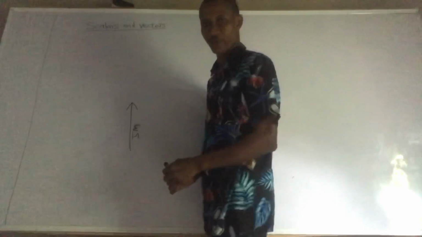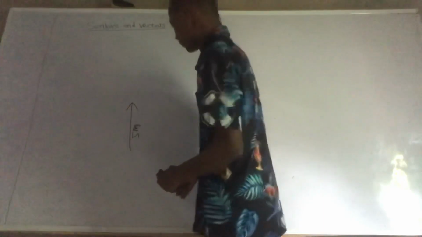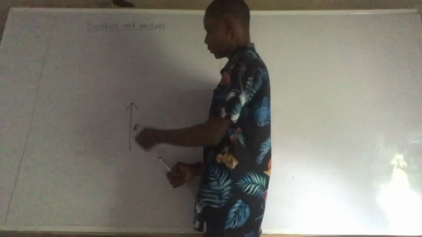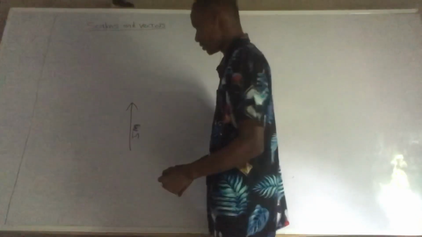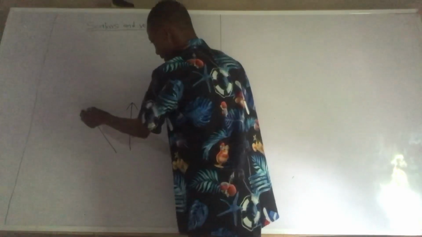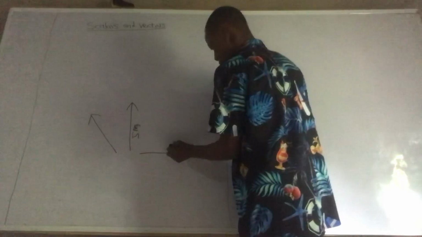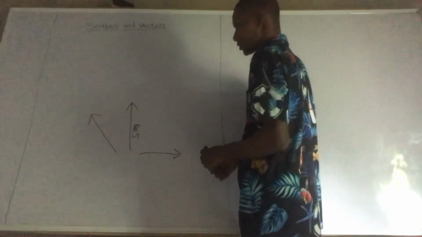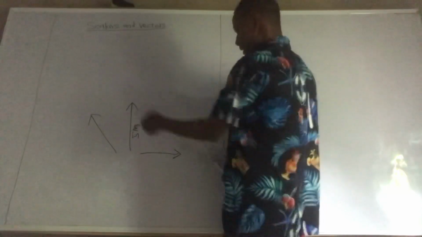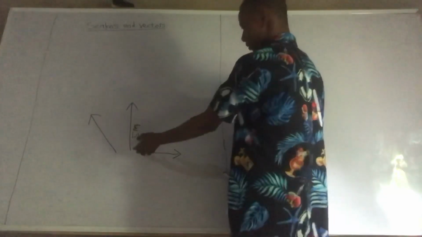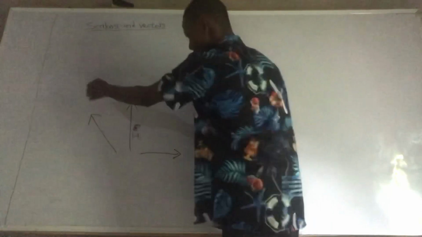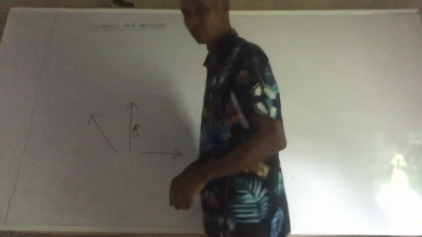While this arrowhead tells you the direction, which is north direction. Now, this straight line with an arrowhead can also be represented this way. The vector can also be represented in the form of a slant line with an arrowhead, or a horizontal line with an arrowhead. These are the 3 ways vectors can be represented: as a vertical line with an arrowhead, or a horizontal line with an arrowhead, or a slant line with an arrowhead.